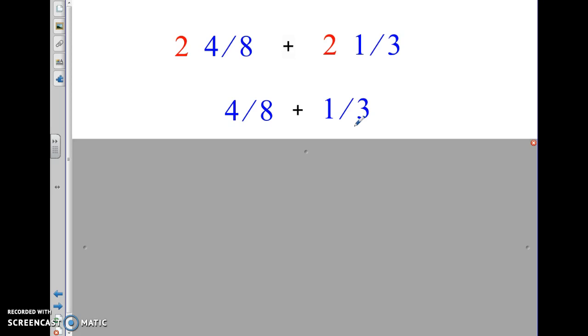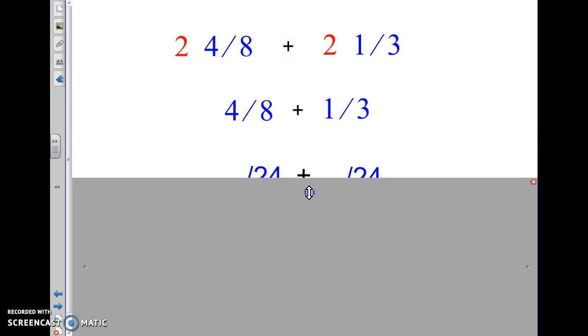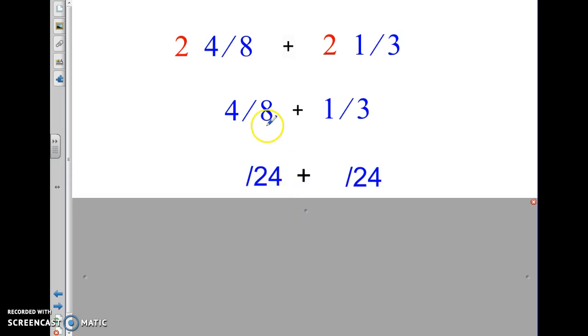So we need to find a common multiple of 8 and 3. What would a common multiple of 8 and 3 be? What would the lowest common multiple, I should say, be of 8 and 3? That's right, 24. So that means instead of adding 4/8 and 1/3, I'm going to find an equivalent fraction of 4/8 with 24 in the denominator, and an equivalent fraction of 1/3 with 24 in the denominator. So then we're adding 24ths. So what would an equivalent fraction of 4/8 be with 24 in the denominator? So how many 24ths equals 4/8?